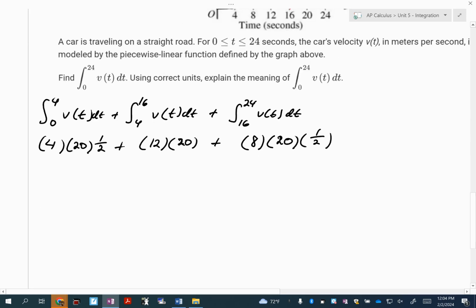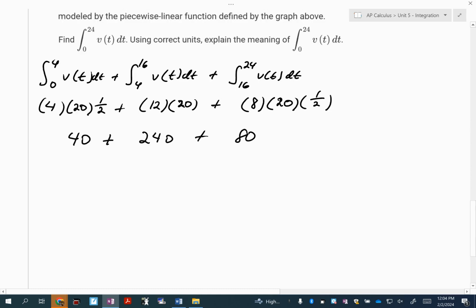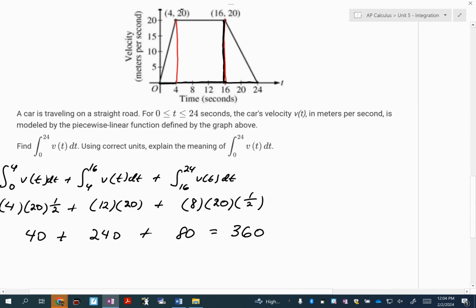All right, so this first number is 80, but put that in half, you get 40. Plus 20 times 12 is 240. Plus we've got 8 times 20 is 160. Half of that is 80. So if you add those all up, you get 280 plus 80 is 360. And again, since this is going backwards from meters per second, I'm going to be taking off that rate of change of per second and just writing meters. So that is it for the first part.